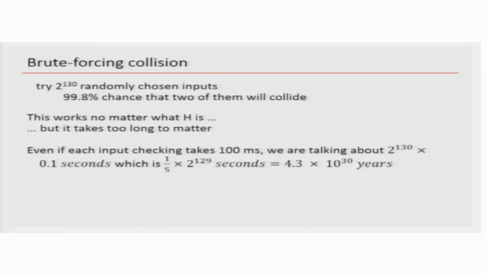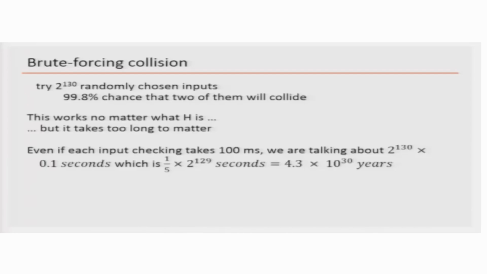Collisions of course can be found by brute forcing. So, if you have a 130 bit string mapped to, let us say, a 64 bit hash, then you have to try 2 to the 130 possible inputs and apply the hash to each of them, and you will find collisions, because collisions do exist. You can compute these probabilities with simple combinatorics: with 99.8% chance collisions will be found.